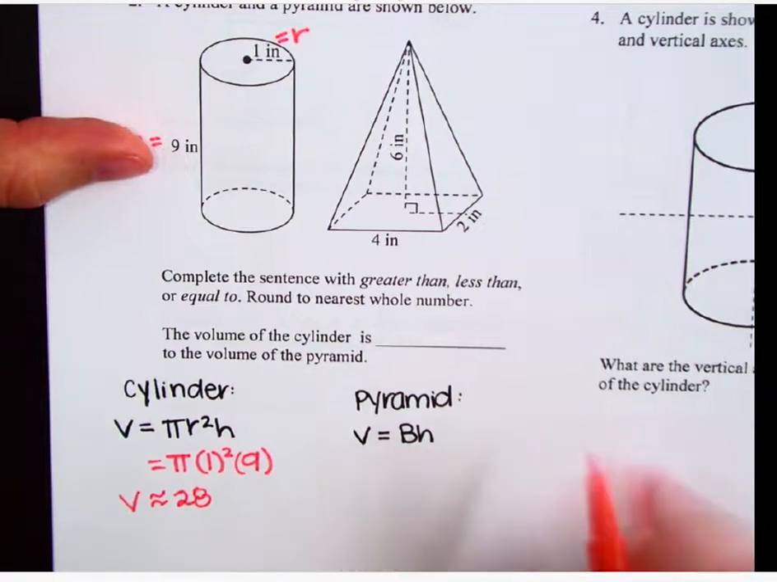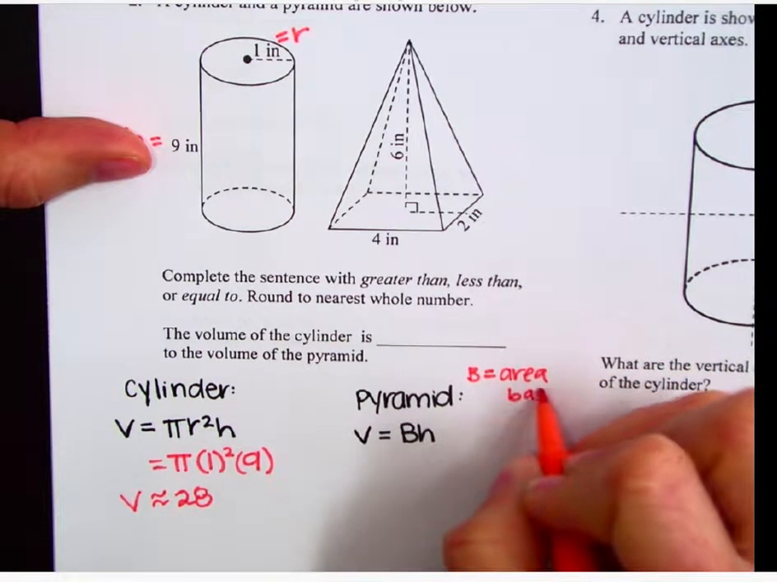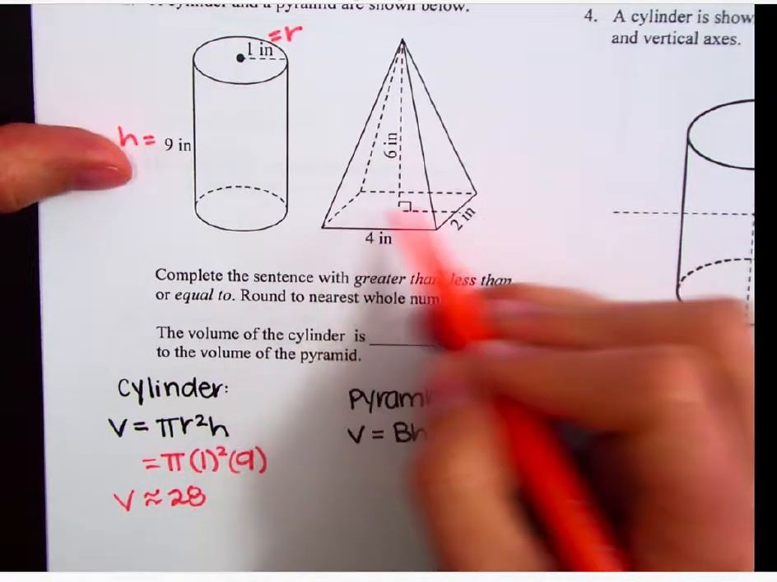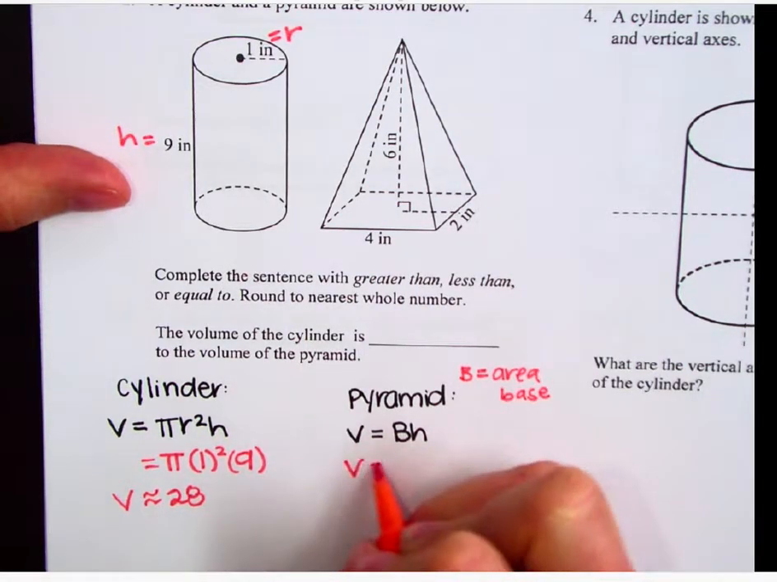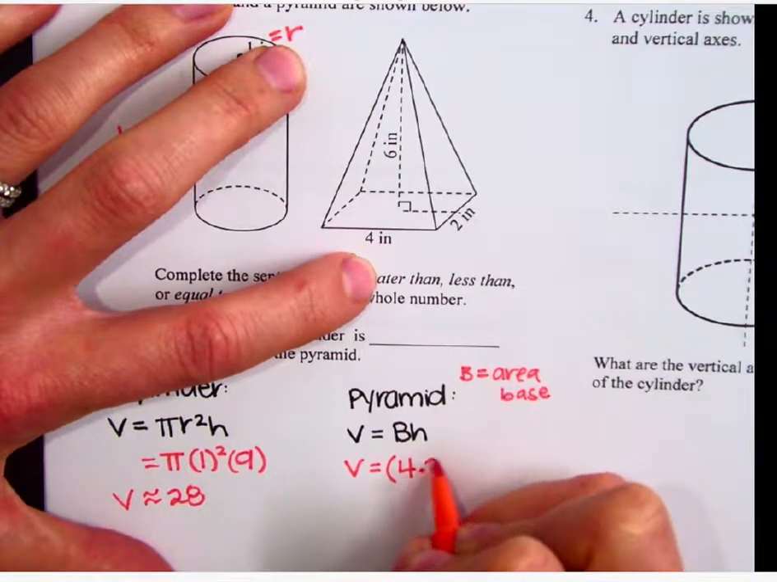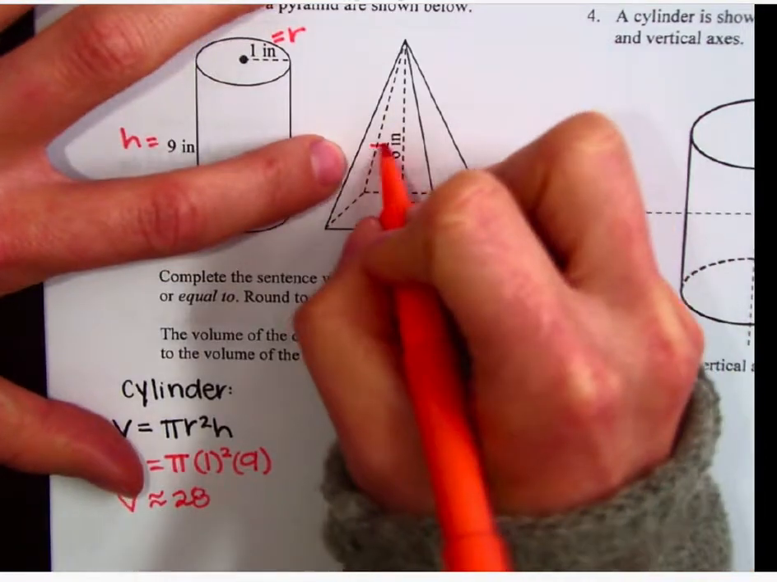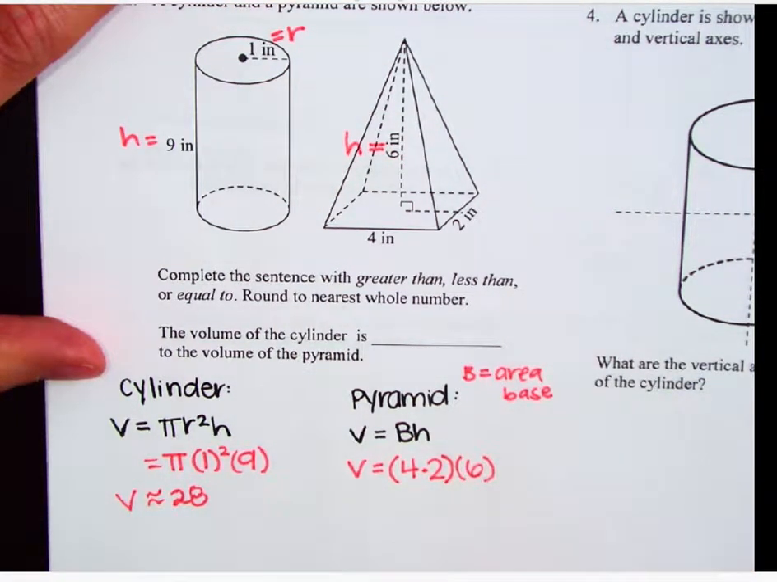All right, for the volume of the pyramid, so we have our overall formula for the volume of the pyramid where capital B means the area of the base. So when we look at the base of the pyramid, we see that it's a rectangle. So if I want to find the area of the rectangle, it would be 4 times 2. So that will get me the area of the base. Then 6 right here is the height of my pyramid.